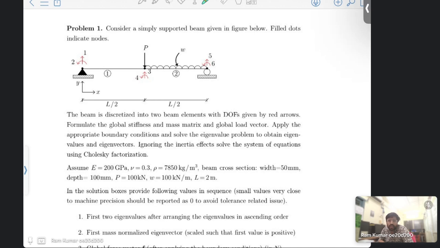Ignoring the necessary effects, that's fine. Given: assume E equal to this much, Poisson ratio this much, density this much, and the beam cross-section area.